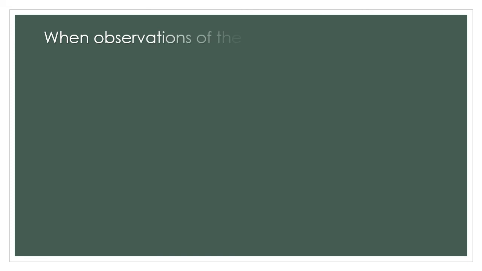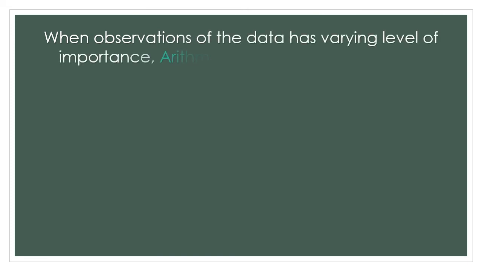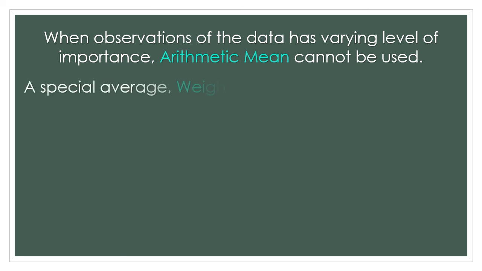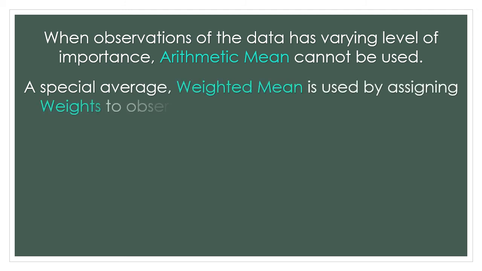When observations of the data have varying levels of importance, that means some observations have high importance, some observations have low importance, we cannot use the arithmetic mean, because the arithmetic mean gives equal importance to all the observations, which cannot be done here because observations have different levels of importance. Therefore, what we can do is calculate a special average named the weighted mean to assign weights to the observations depending on their importance.